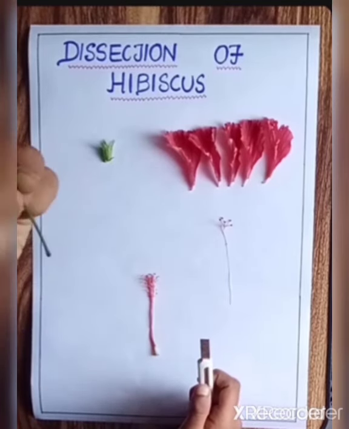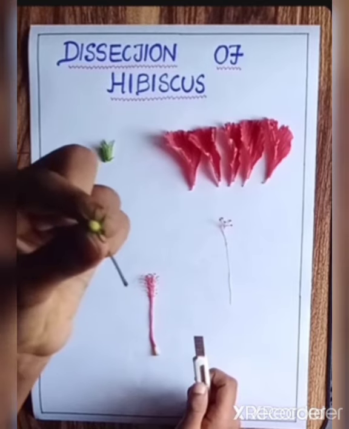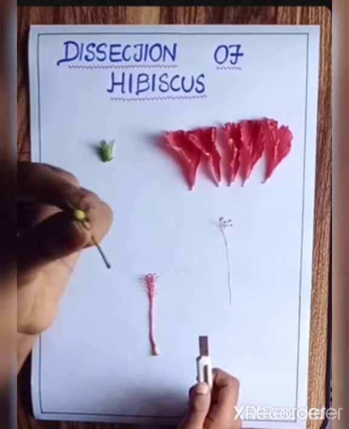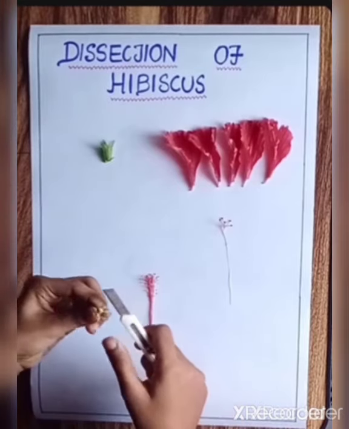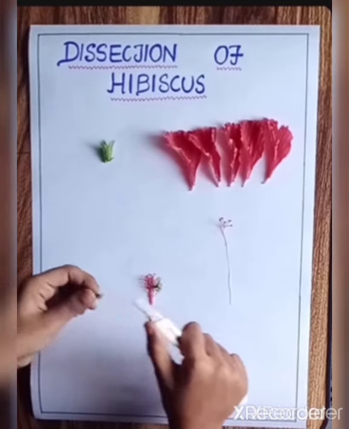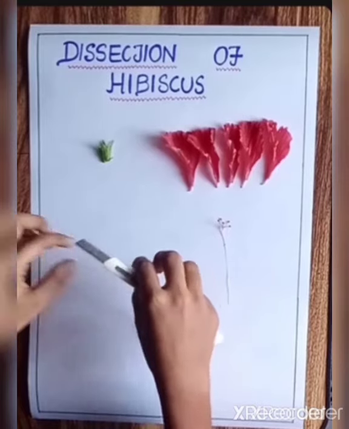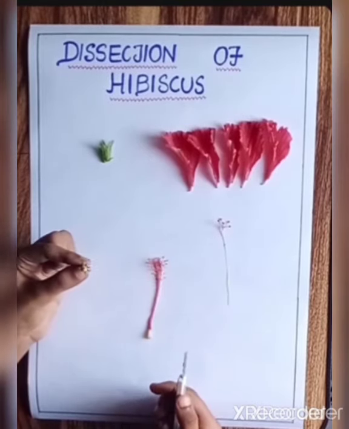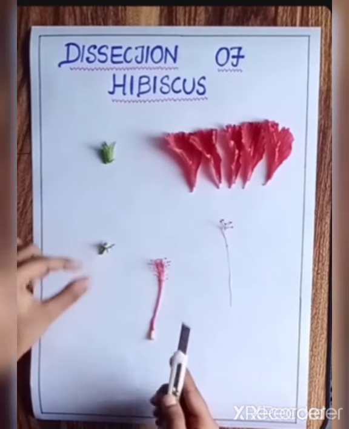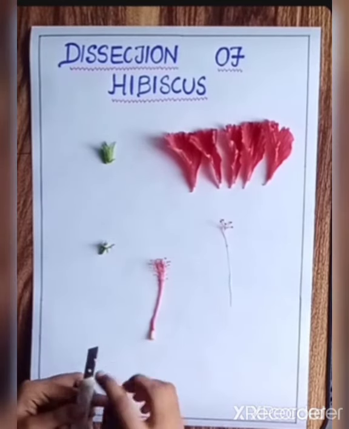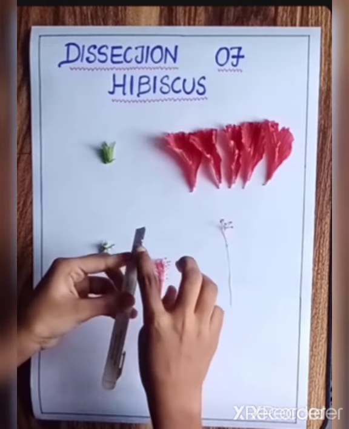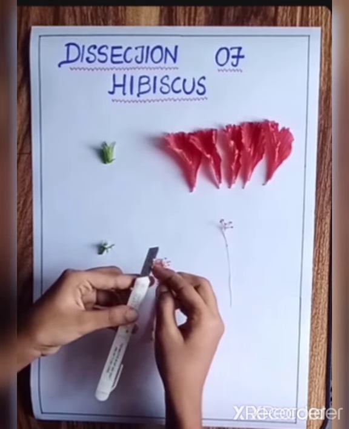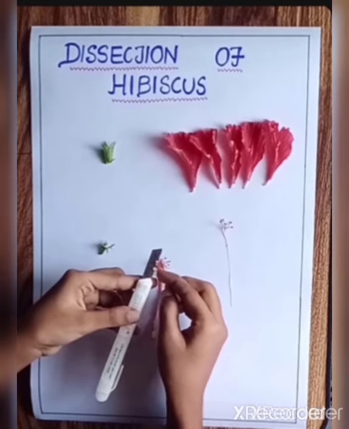I think you can see clearly that these are the tiny ovules. Each ovule has the egg cell. We can remove the unwanted part. This is the ovary with ovules. These are the ovules. If you keep this ovule under the microscope, you can clearly see the eggs in it.